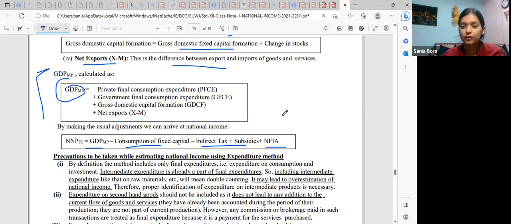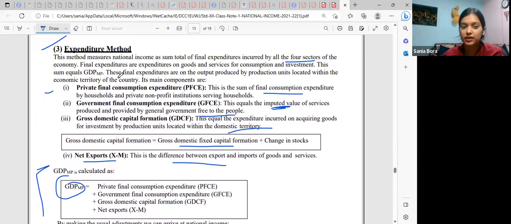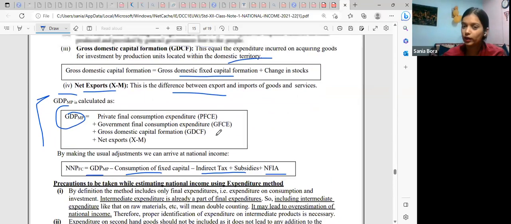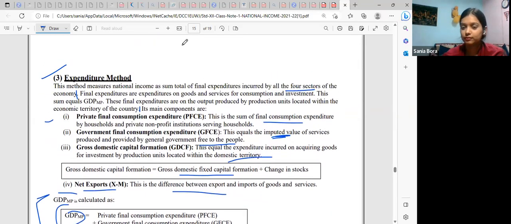Yes, ma'am. Okay. So you will first write expenditure method and you will write it has the 4 components, till here this method includes this, and then this is the formula for this till here. Then for step 1 you will calculate this and step 2 this. Okay. Okay, ma'am.